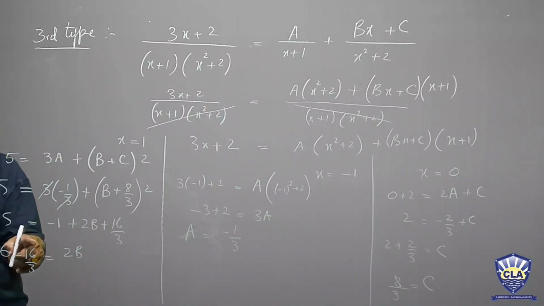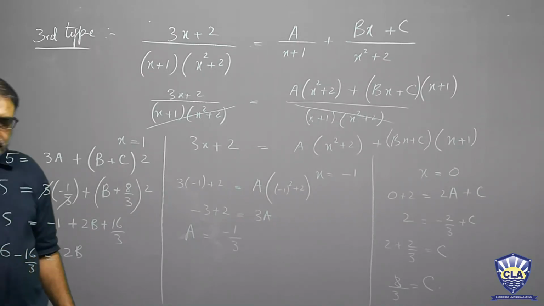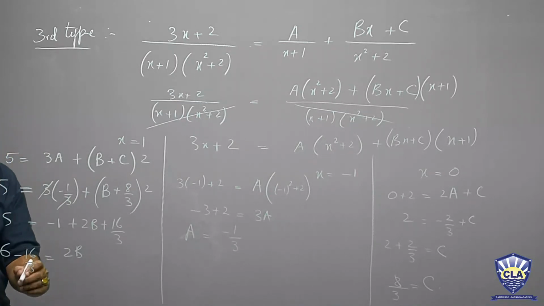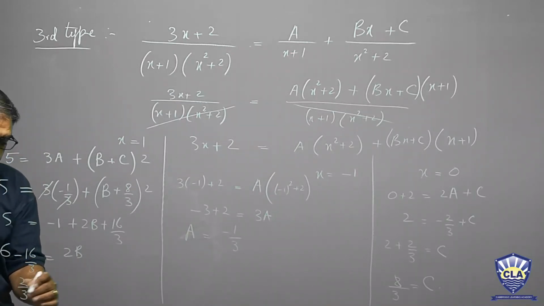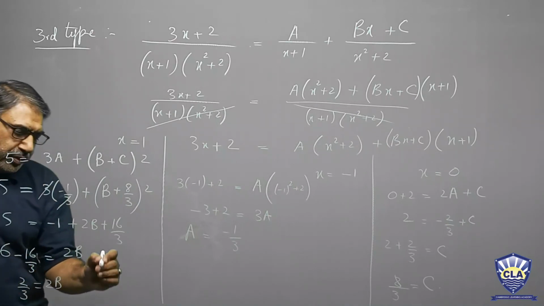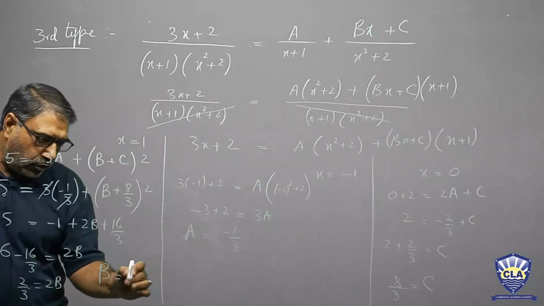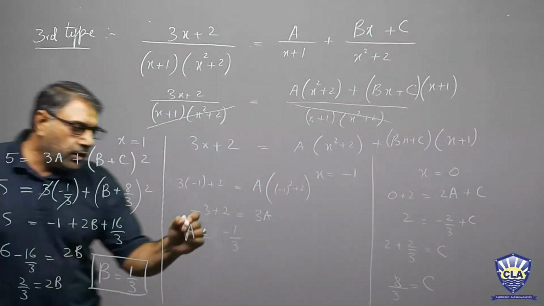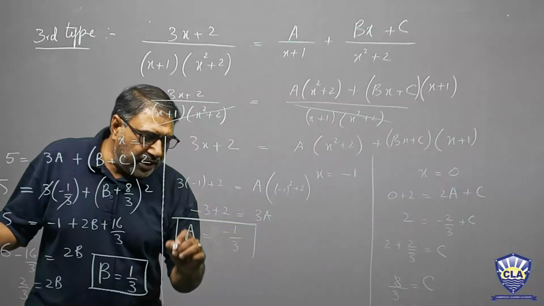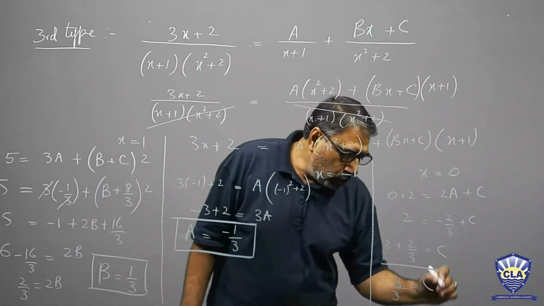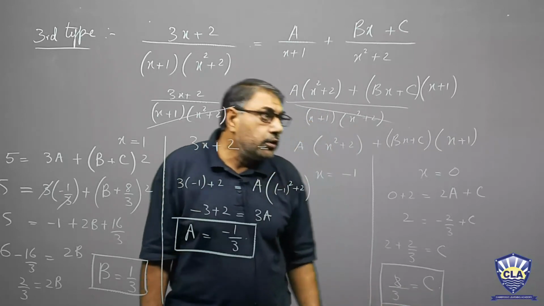Take the LCM, it will be 18. 18 minus 16 is 2 by 3. 2 by 3 equals 2b. Cancel out 2, so b equals 1 over 3. B equals 1 over 3, A equals minus 1 over 3, and C equals 8 over 3.